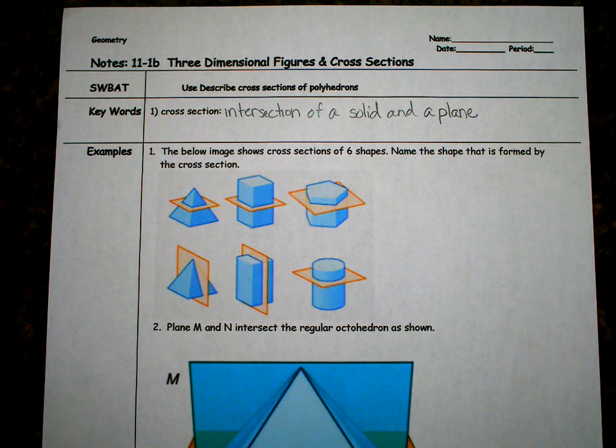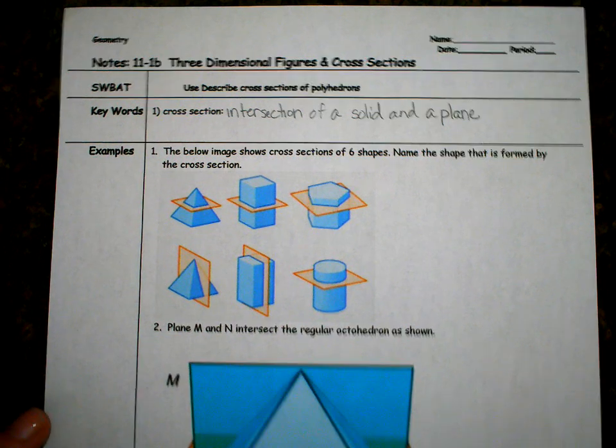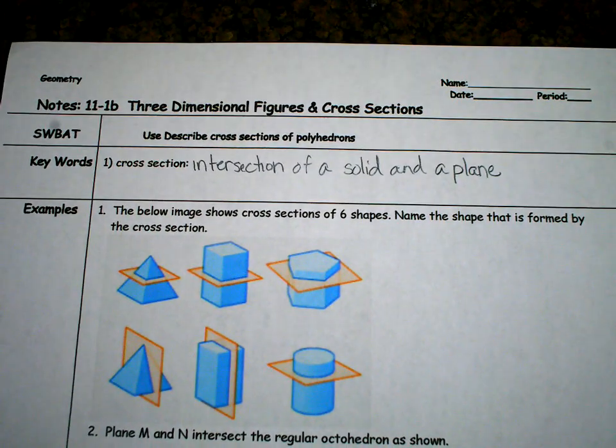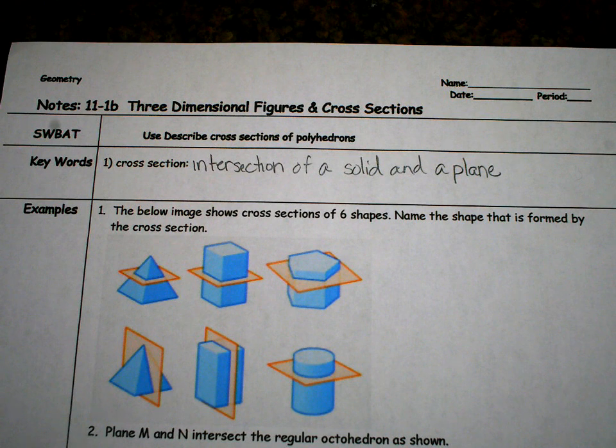So we are doing day 2 of chapter 11. We're just starting chapter 11. So here we go. Three-dimensional figures and cross-section. A cross-section is like bisecting something in half. It's going to be a three-dimensional object that I'm going to cut in half.